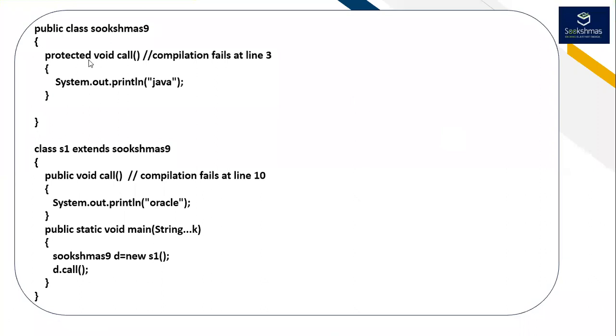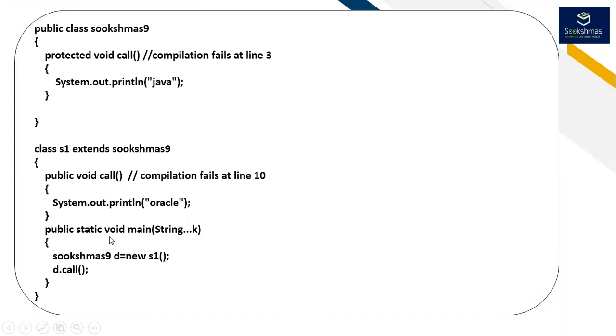So now the next code, code number 9, public class Sukshmas9. Here we have a protected modifier, protected void call, and I am printing Java, and the class is one. This is the derived class extended from the base class Sukshmas9, and this is the overriding mechanism, guys. Here I am introducing the public modifier, public void call, but we are providing a different implementation in the derived class S1.